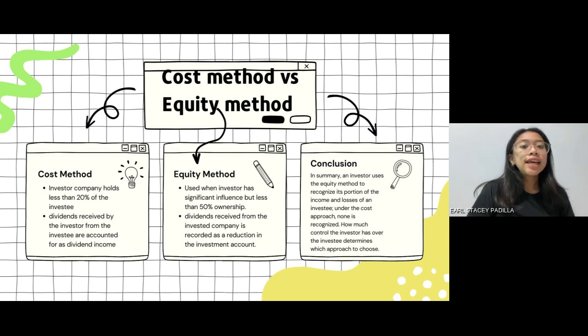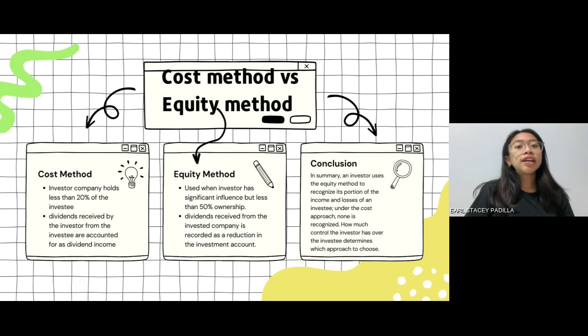Here we can see it is used when an investor has significant influence but less than 50% ownership, which means it is not enough control to be considered a parent company. When we say 50% ownership, meaning it goes around 20 and 50%. It is important to be aware that some companies with less than 20% interest in another company may also hold significant influence, in which case they also need to use the equity method.